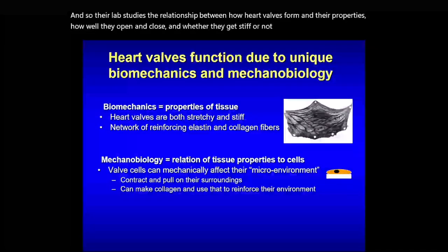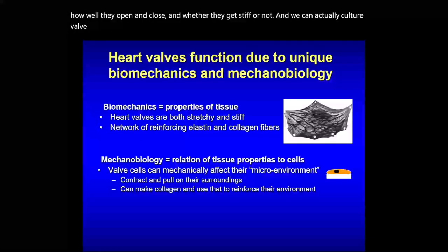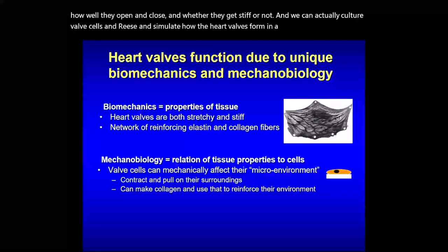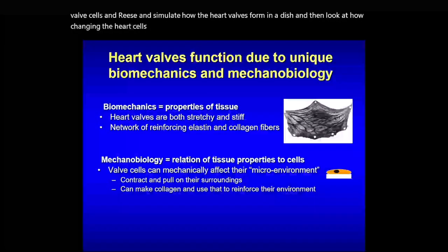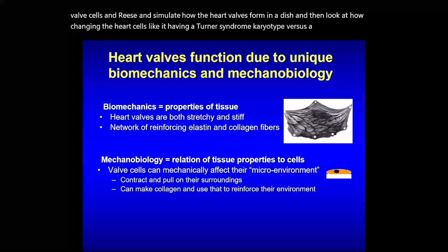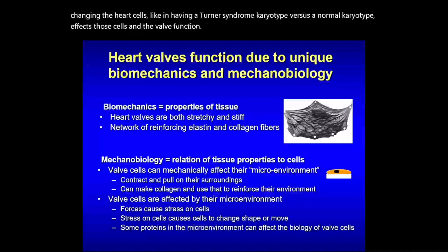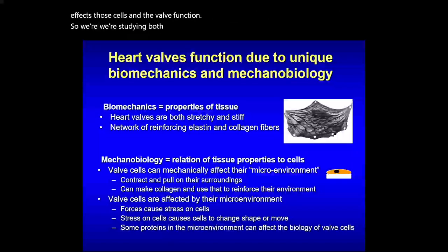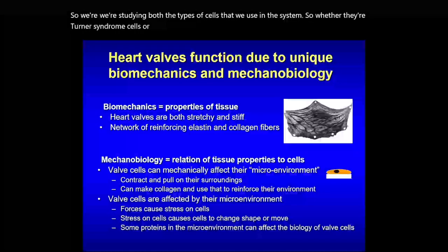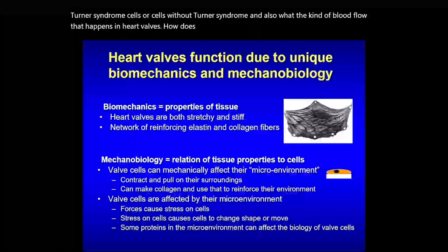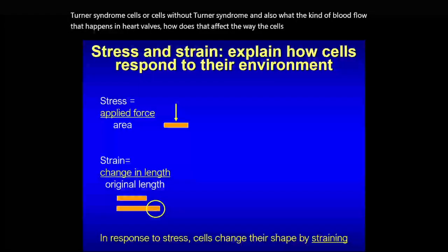And we can actually culture valve cells and simulate how the heart valves form in a dish, and then look at how changing the heart cells, like in having a Turner syndrome karyotype versus a normal karyotype, affects those cells and the valve function. So we're studying both the types of cells that we use in this system, so whether they're Turner syndrome cells or cells without Turner syndrome, and also what the kind of blood flow that happens in heart valves. How does that affect the way the cells behave? And these are the forces that we look at.